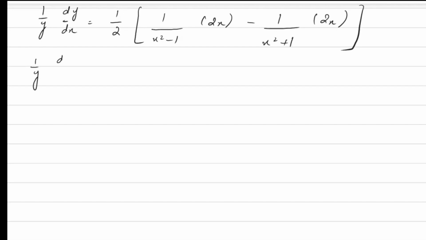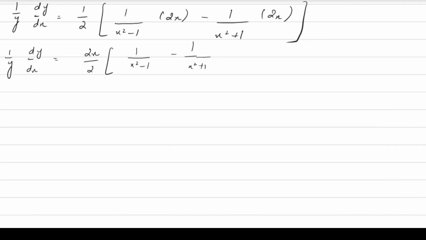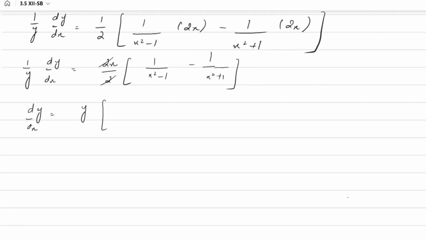1 upon y dy by dx, 2x is taken common. So here we have 1 upon x square minus 1, x square plus 1. 2 is cancelled with 2. This y is divided over there. So y derivative is equal to y. y is in the denominator. When it will go there, on the other side of the equation, it will be multiplied.